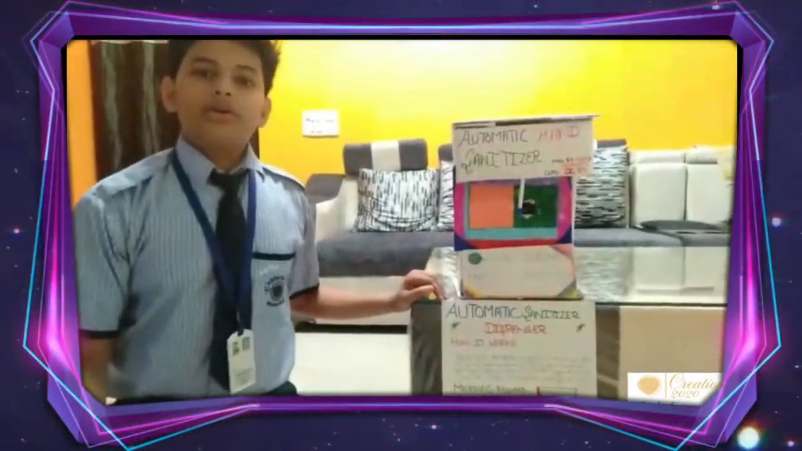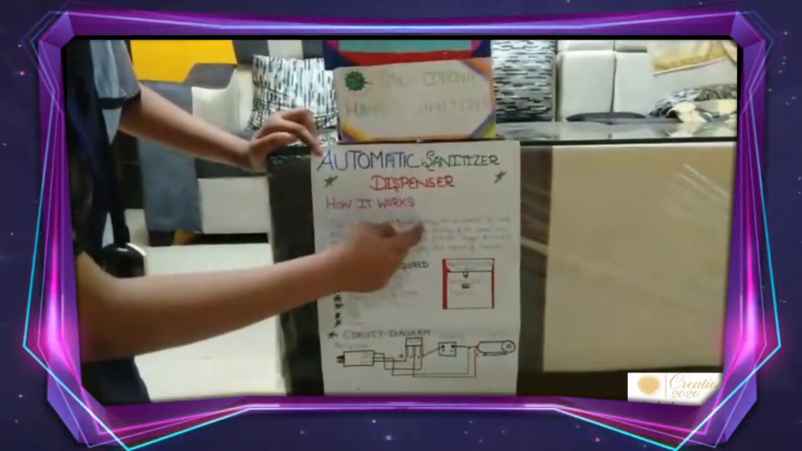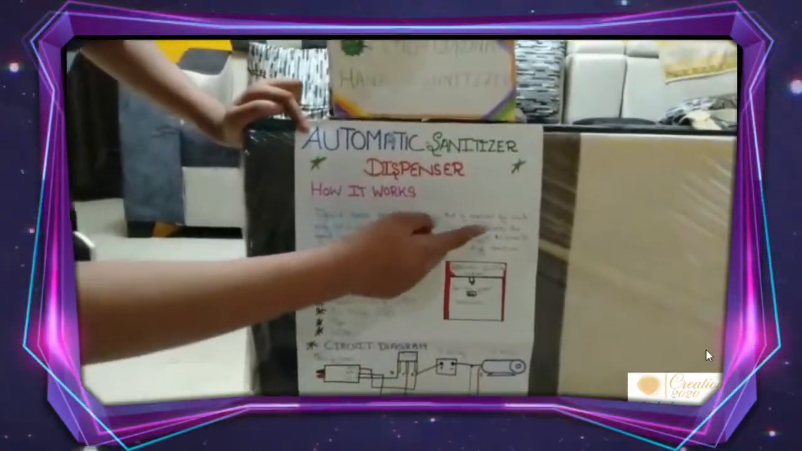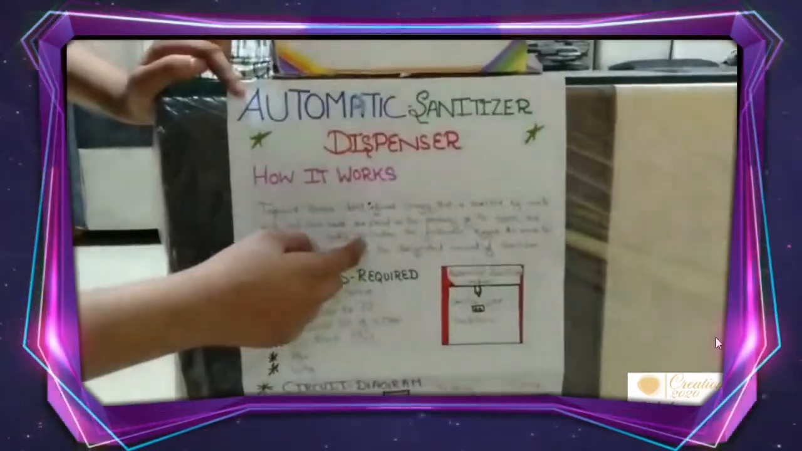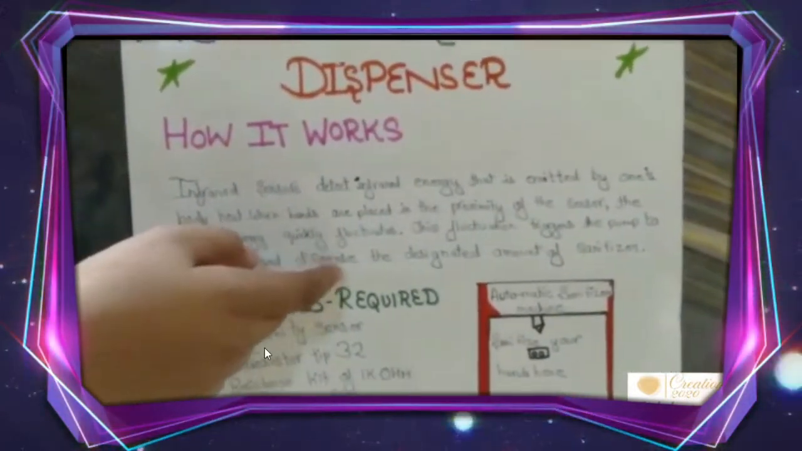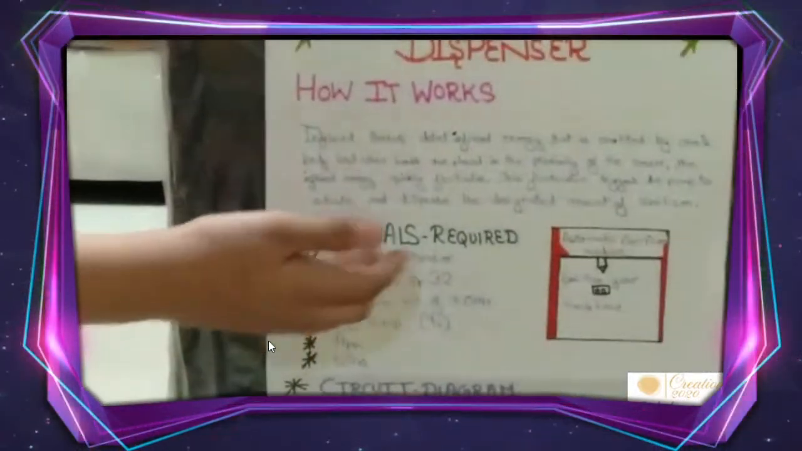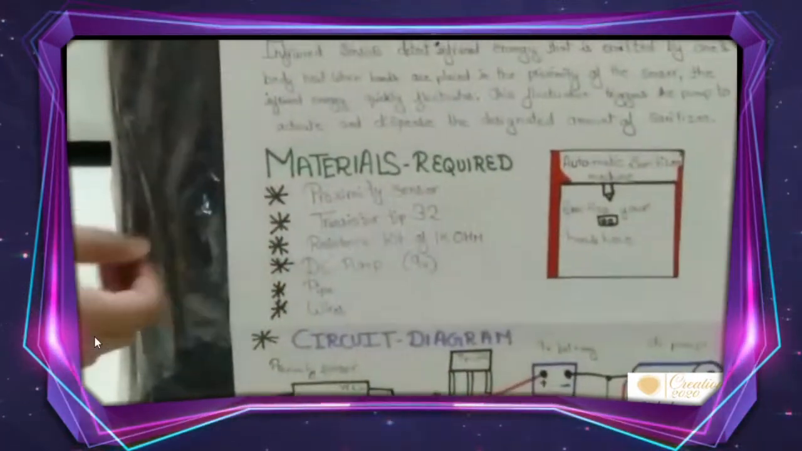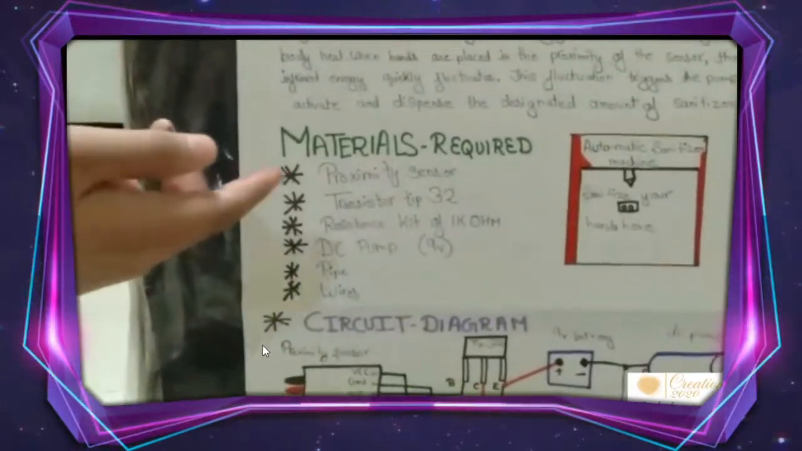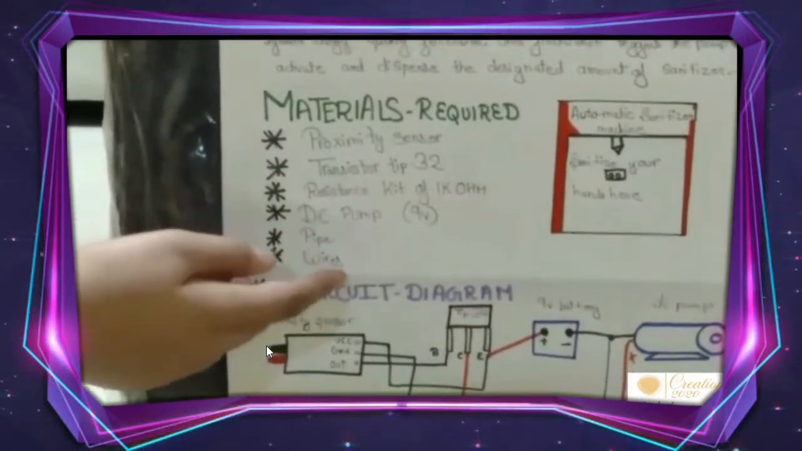And now I am going to tell you how it works. An infrared sensor detects infrared energy that is emitted by one's body heat. When hands are placed in proximity of the sensor, the infrared energy quickly fluctuates. This fluctuation triggers the pump to activate and dispense the designated amount of sanitizer. The materials required for making this hand sanitizer are a proximity sensor, transistor TIP 32, a resistor of 1 k ohm, a DC pump of 9 volt, pipe and wires.